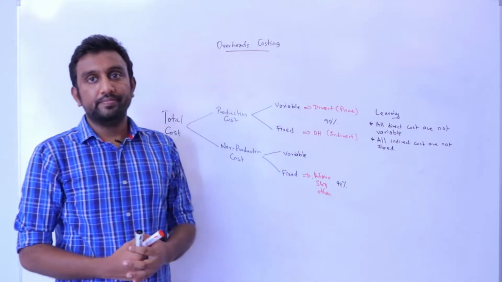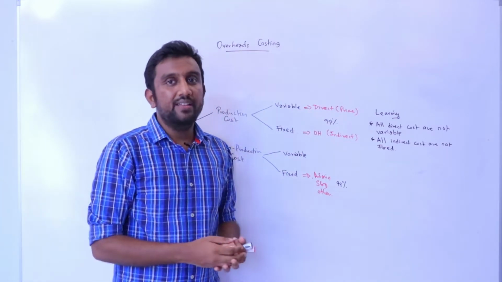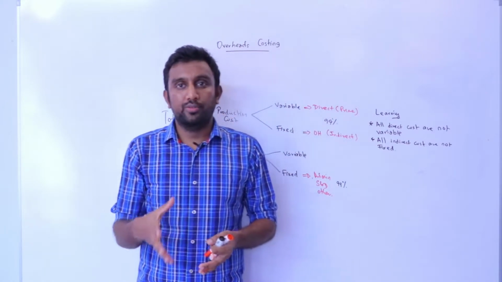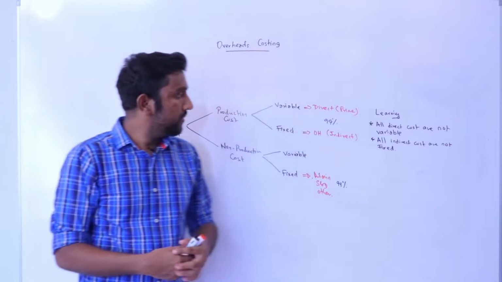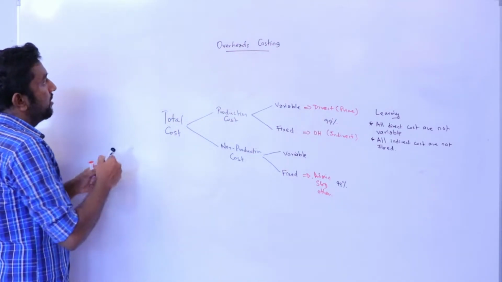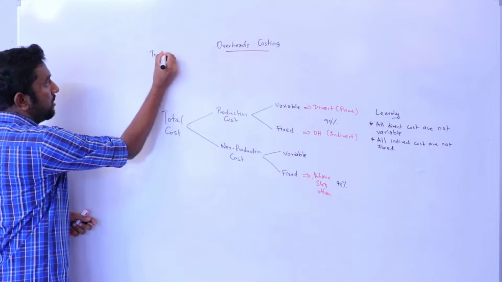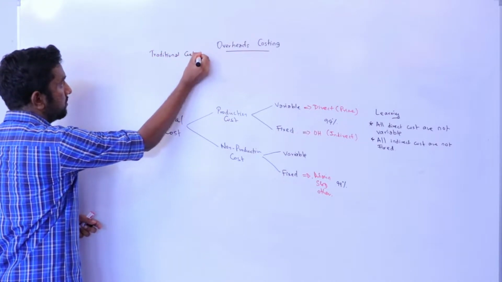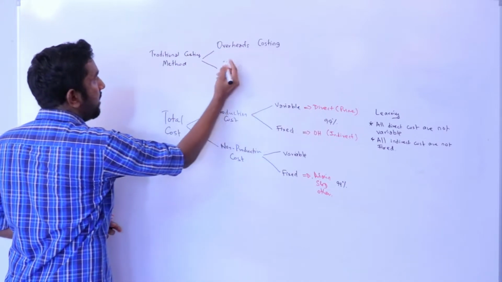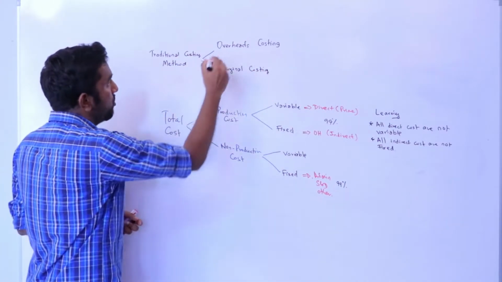Now come back to the chapter. The chapter is overhead costing, and the objective of the chapter is to find the cost per unit and how you are going to reduce the cost per unit, right? So to find the cost, you need to include the cost related to the product. This overhead costing is part of the traditional costing method. We have overhead costing and marginal costing. Overhead costing is known as absorption.